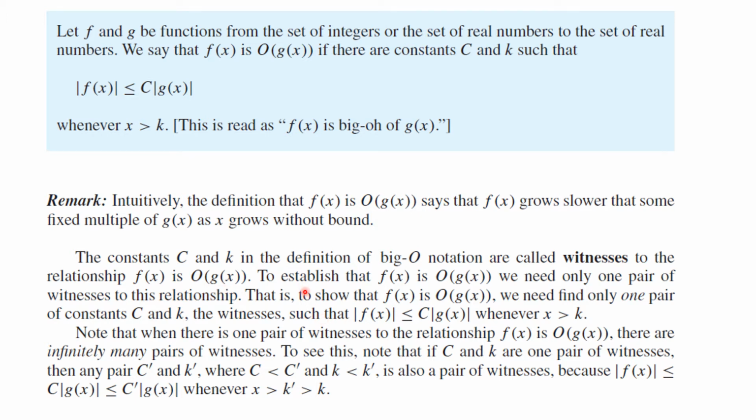So to establish that f of x is big O of g of x, you need to find and demonstrate one pair of witnesses. That is, to show that this is true, you need to find one pair of constants c and k, the witnesses, such that this is true whenever x is bigger than or equal to k. Now note that when there is one pair of witnesses, you could have infinitely many pairs of witnesses, and so you could pick one, but you only need one. And to see this, you notice that if I pick c prime bigger than c and k prime bigger than k, then if c and k are witnesses, then c prime and k prime are also going to be witnesses.